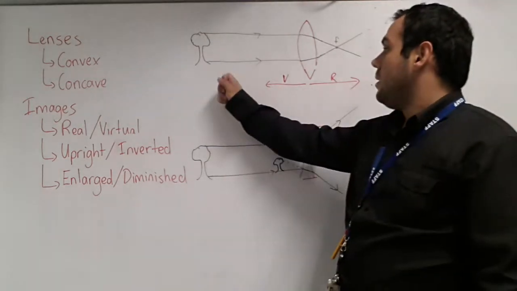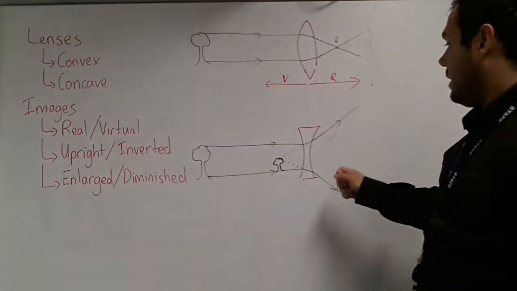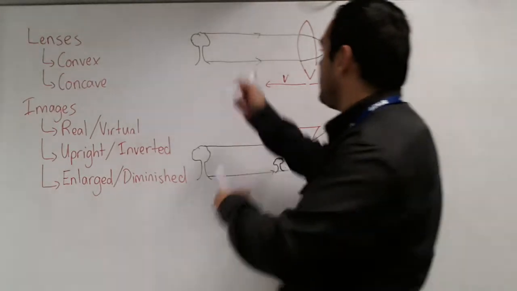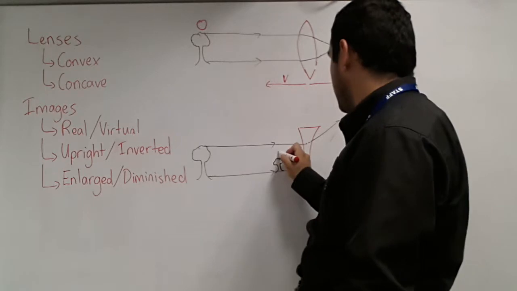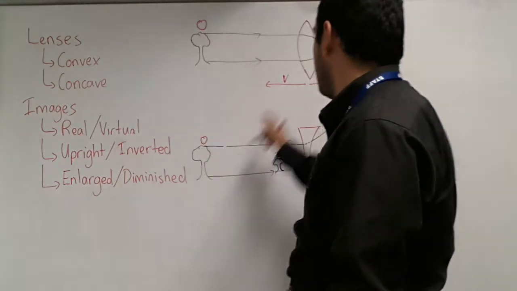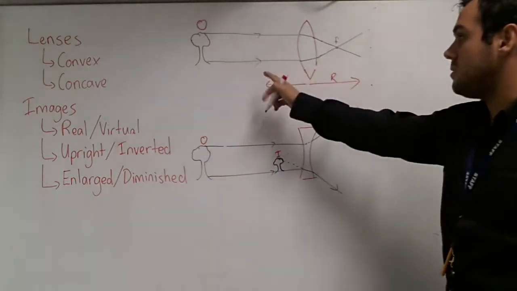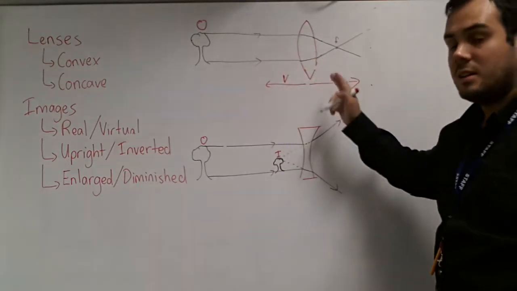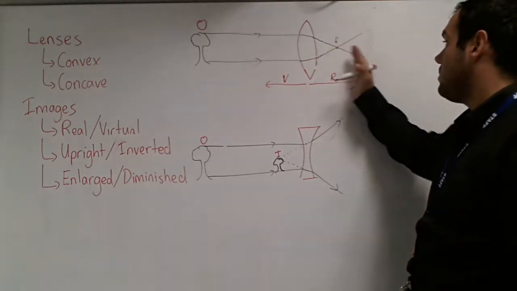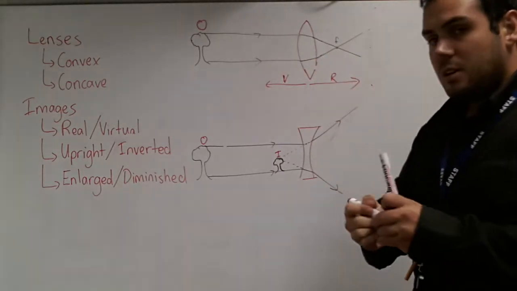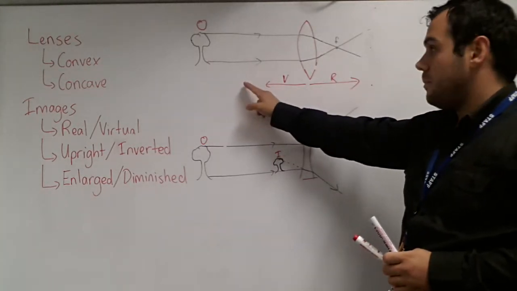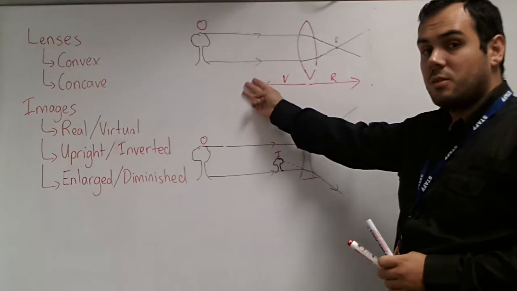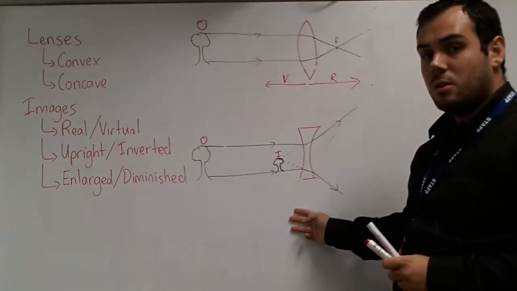So when we are looking at this, this is the object, I'm going to label this O, and this is the image, the object and the image. Now notice that I didn't do the image yet for the convex lens, and there's a reason for that, because it depends on where you're standing. I'm going to give you three scenarios for the convex and one scenario for the concave.